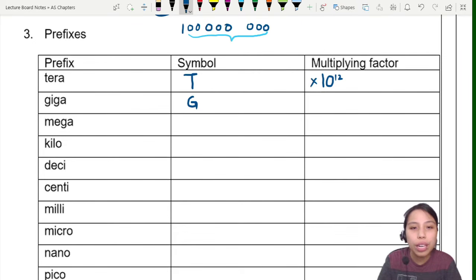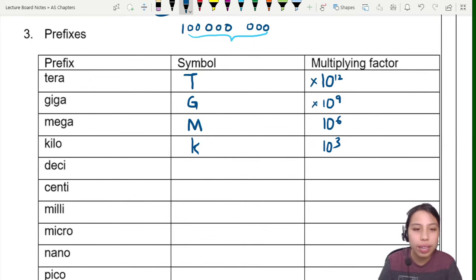Giga is G. Have you ever heard of gigabytes? How much storage does your phone have? This one is times 10 to the 9. Next one, mega is a big M. This is 10 to the 6. Kilo, kilograms, kilometers, 10 to the 3.